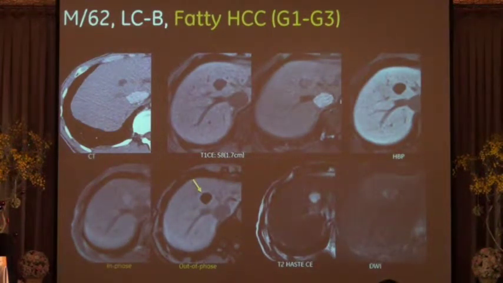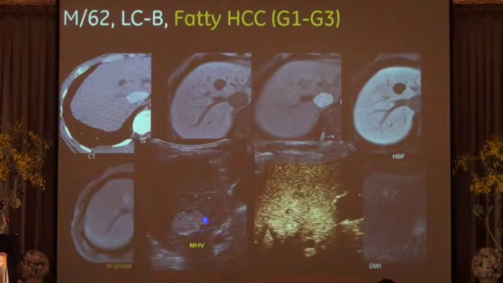Here's the second example. EOB MRI shows typical fatty HCC findings with signal dropping out of phase. Conventional US shows a clearly defined hypoechoic nodule, grade 1, but Sonazoid CEUS shows no defect on the Kupffer image.